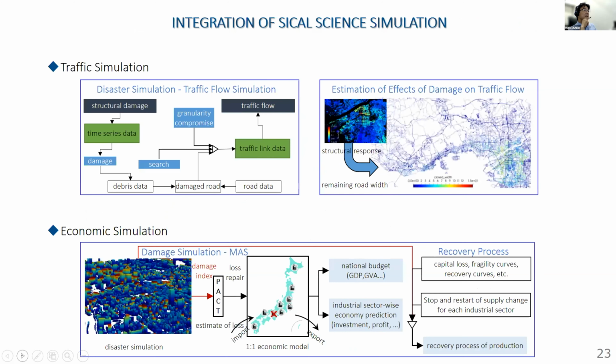And this is an integration of social sciences and simulations, the traffic simulations and economic simulations. These two simulations will be operated once the science simulations and engineering simulations are completed. These two simulations provide initial conditions, and the traffic simulations and economic simulations will be started. So next, please.